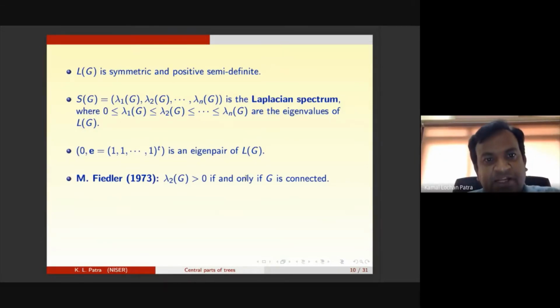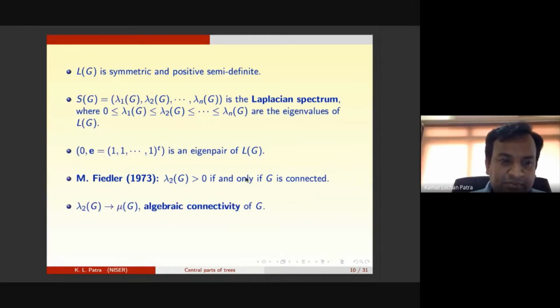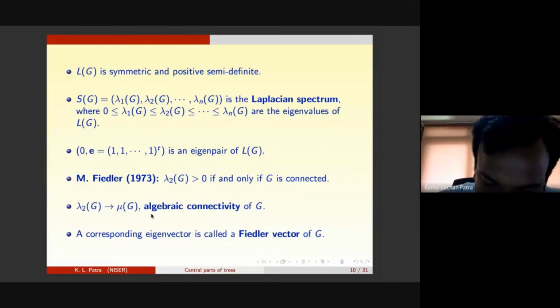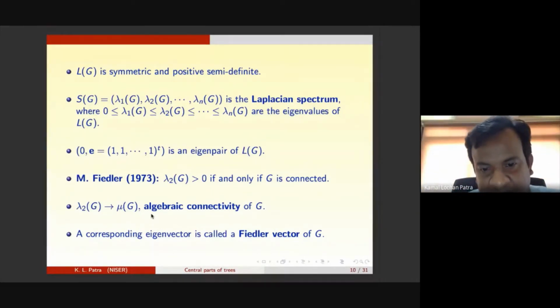So if the tree is connected, then lambda 2 of T is strictly greater than 0. Measuring this connectivity of a graph, he called this second smallest eigenvalue the algebraic connectivity of T. He also proved some really interesting results related to the eigenvector corresponding to lambda 2. Later it is called a Fiedler vector. The eigenvector corresponding to lambda 2 of a graph G is called a Fiedler vector.